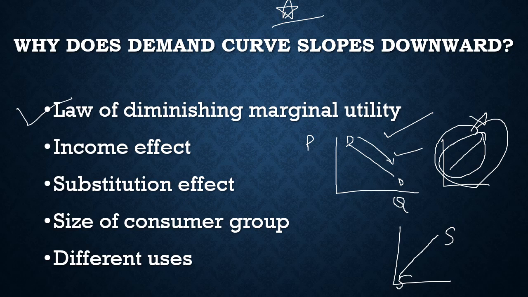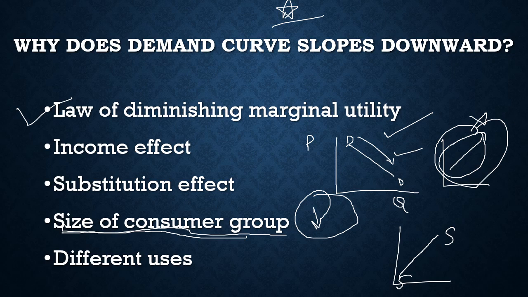Then the fourth point we have is the size of consumer group. When the price of a commodity falls, many more buyers can afford to buy it. Accordingly, demand for the commodity expands. So if the number of consumers increases, demand also increases. Fine. When price falls, that means now more people can afford to buy the particular commodity and hence the size of the consumer group will increase. With the increase in the size of the consumer group, the quantity demanded will also increase.